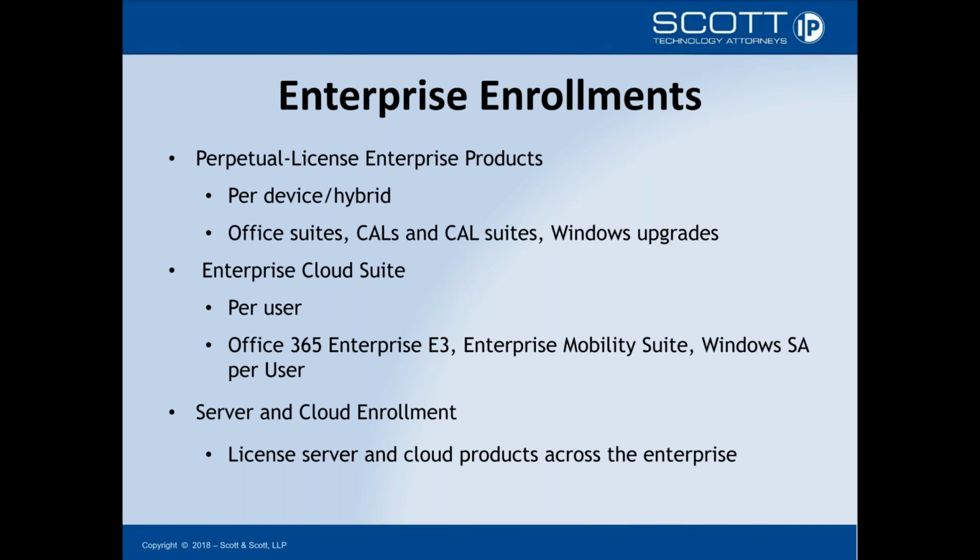So you got to look at what kind of CALs you need, what CAL suite you're going to want to be looking at. You're looking at Windows upgrades. All that would be part of what you'd need to configure in your enterprise enrollment. The enterprise cloud suite is going to be that per user focused approach where you can even get your Windows SA per user. And you've got the enterprise mobility suite and the 365 enterprise, and all of that is licensed on a per user basis. And it's conceivable that, if you went in that direction, you would need no device-based licensing.